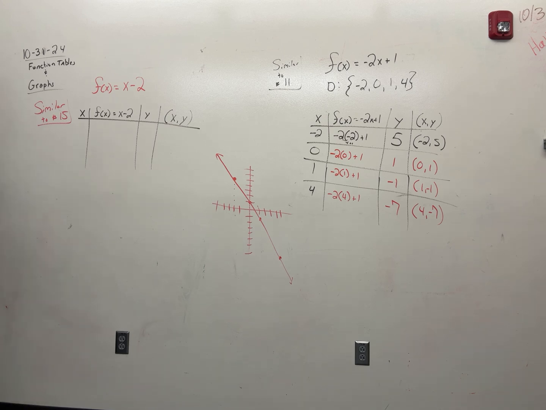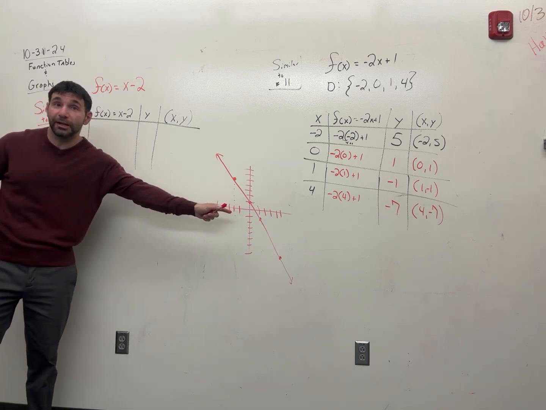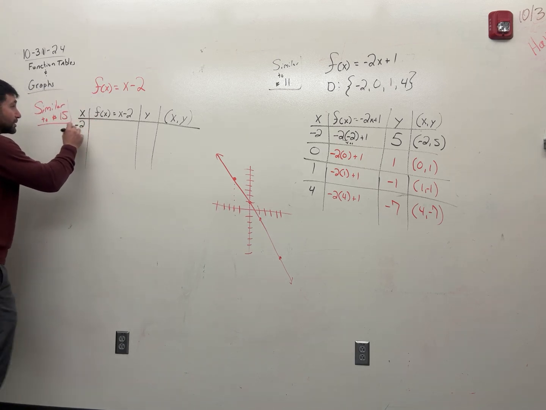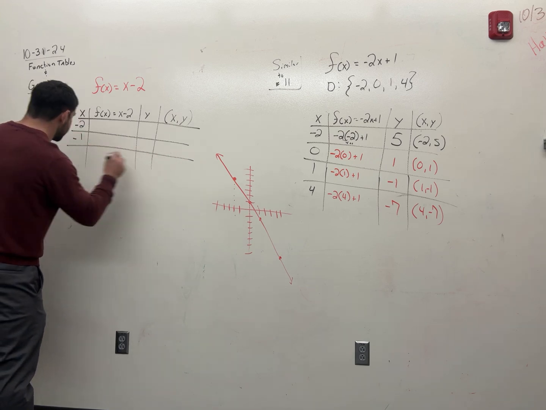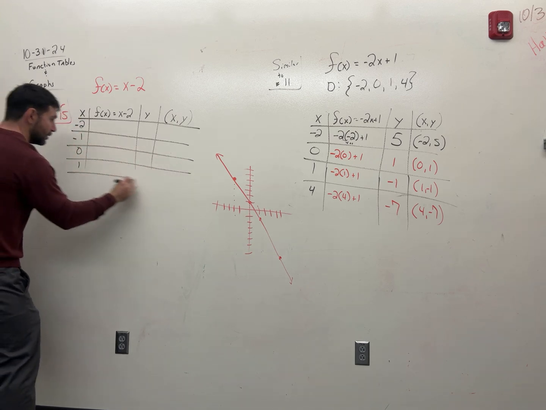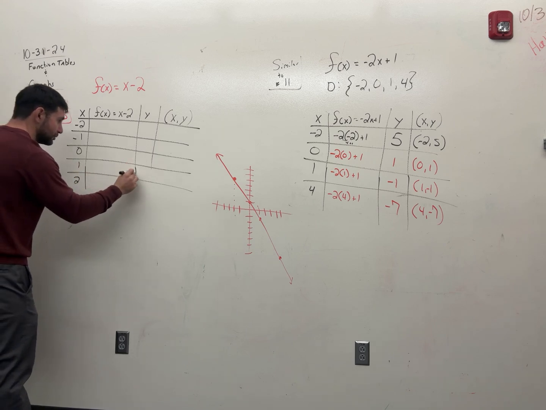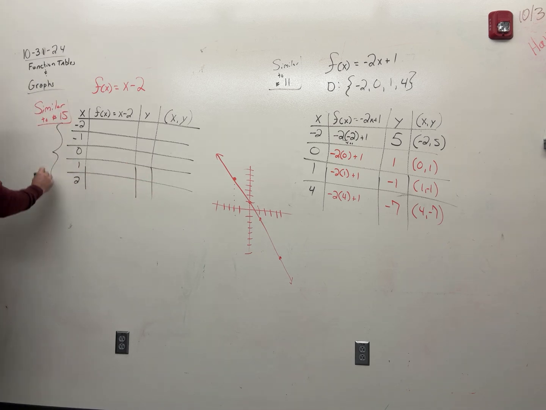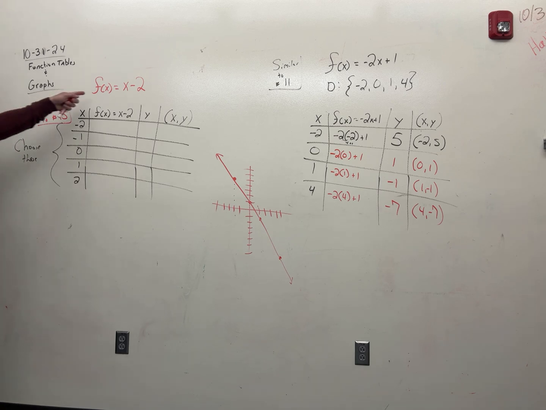Here's my 5. 2 in the negative, a 0, 2 in the positive. Could you choose 15 for your x? Absolutely. You want to graph something instead of 15? No, I want to keep them small so that they can fit on my graph. So I will always choose -2, -1, 0, 1, and 2. Choose these. So if it doesn't give you something to choose, if it just says graph this, here's your 5 x values.